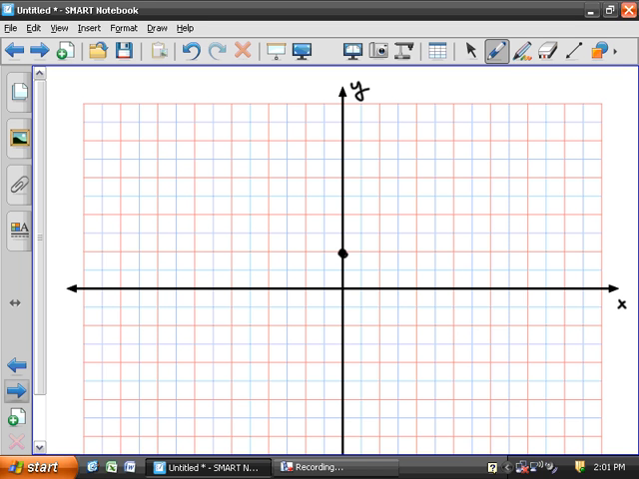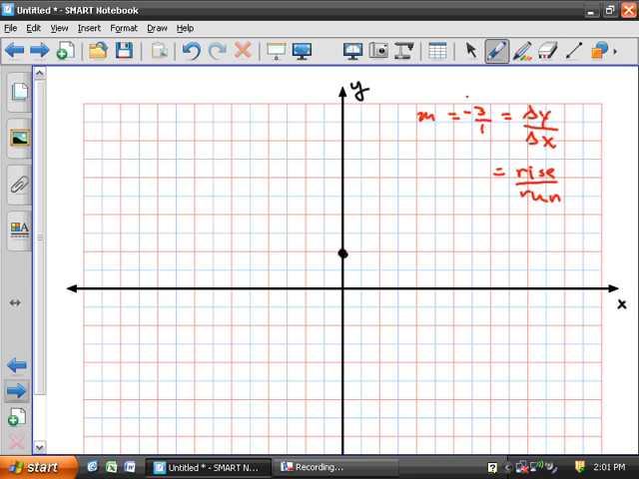Now, up in the upper right-hand corner here, I'm going to write this. My slope is negative 3 over 1, which is the change in y over the change in x. That's what a slope is. Some teachers will tell you that it's rise over run. And that's okay too, as long as you understand that rise is the y direction and run is the x direction.